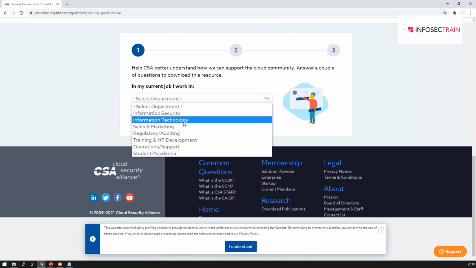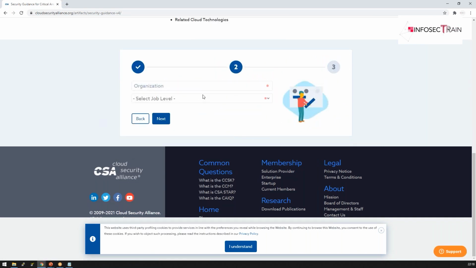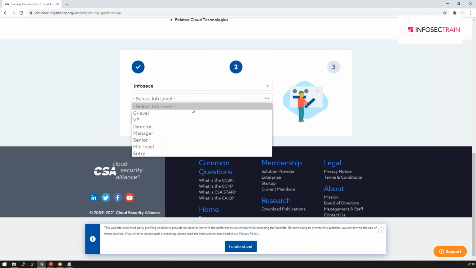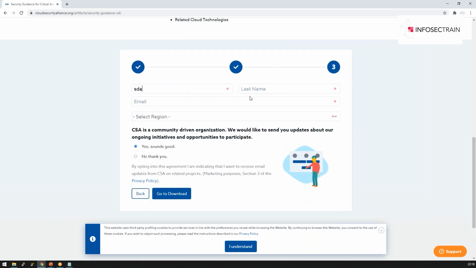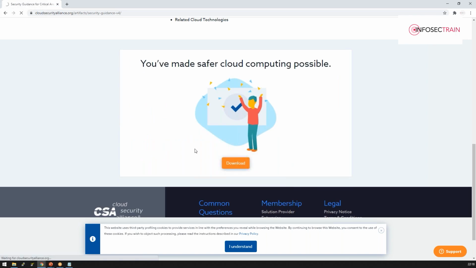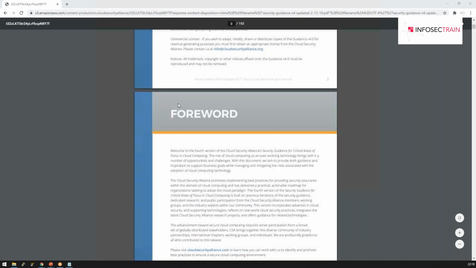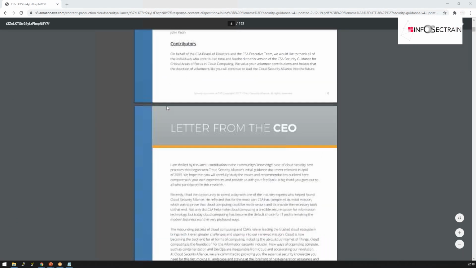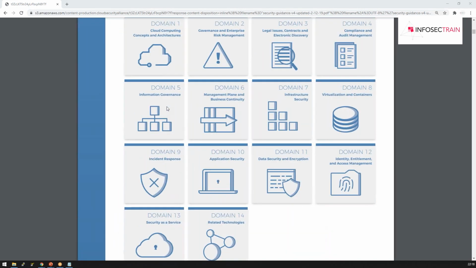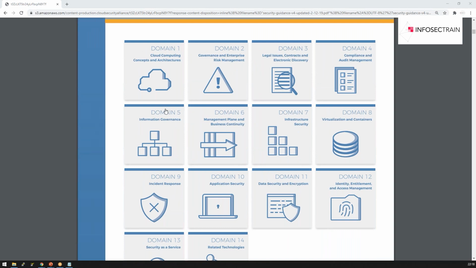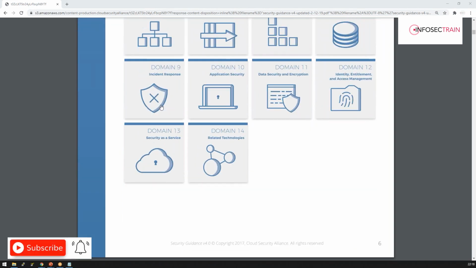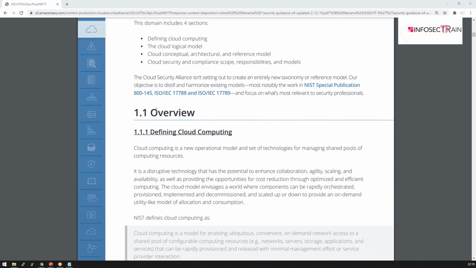Just fill in some information here, put in some name, select your region, and you'll get the download link. Download. This is the latest version you can download from the CSA website, and this will give you a complete idea of the exam. Even if it's for the CCSK, before the CCSP, I strongly recommend you read this textbook. The 6 domains in CCSP are divided into 14 domains in CCSK. That's the only difference.